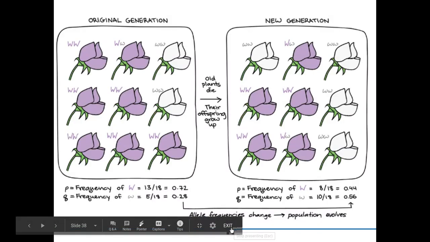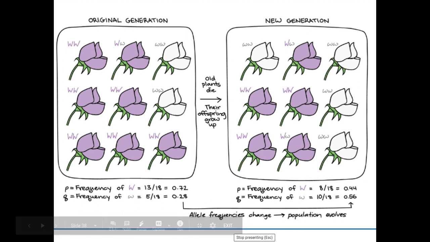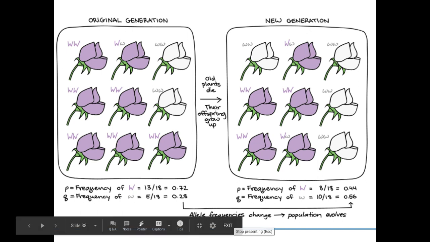So we'll stop there, and in the next video, which is also on this section, we're going to learn how to apply this to the Hardy-Weinberg equation.